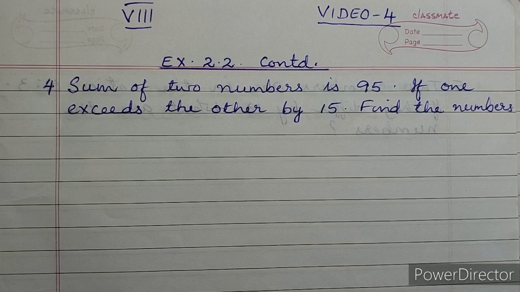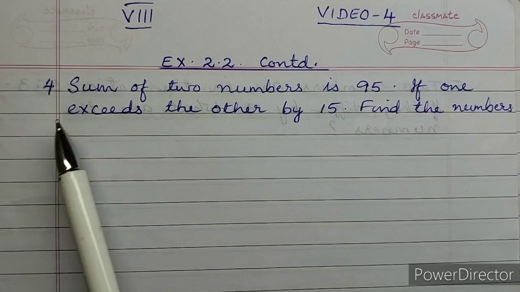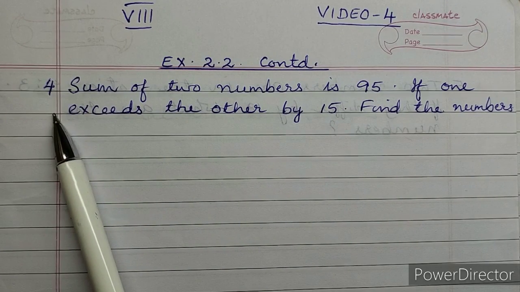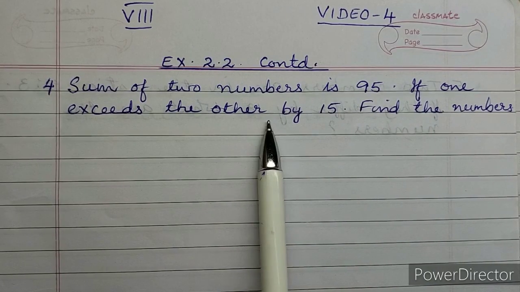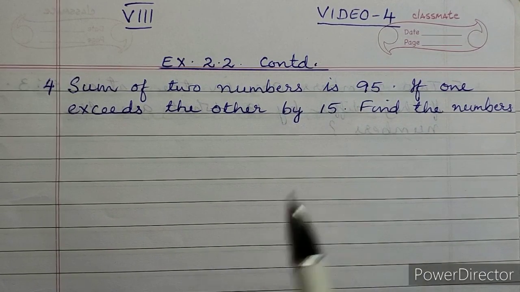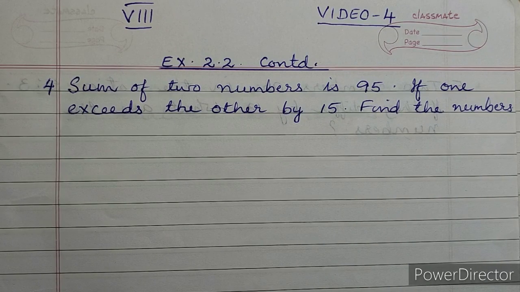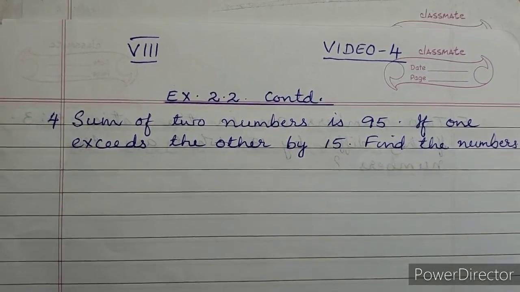Today we will continue exercise 2.2 remaining sums. Fourth sum: the sum of two numbers is 95. If one exceeds the other by 15, find the numbers. So I told you the unknown you have to take as x. So here two numbers are there. So let one number be x.